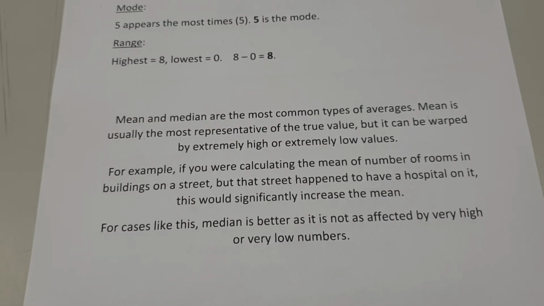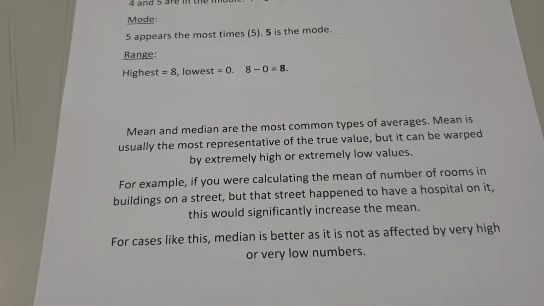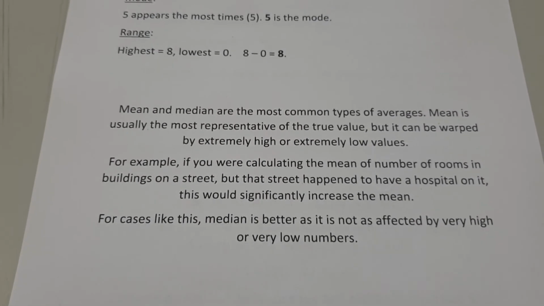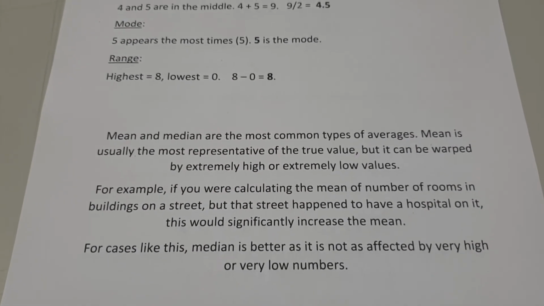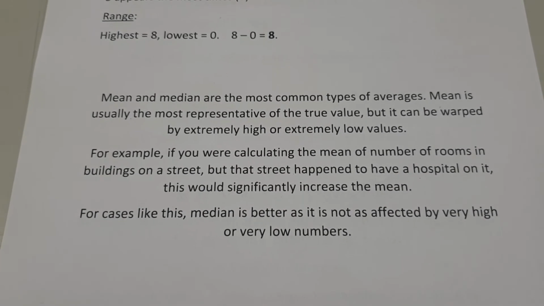Because you'd be adding together all the rooms of the homes, so you might have a few with 4, 5, 6, 3, 2, 1, whatever. Then you get the hospital, which would have hundreds. When you put that into your mean, that would really, really significantly alter the mean. It doesn't give a very representative value.